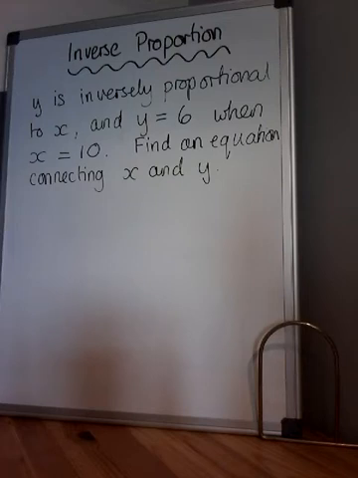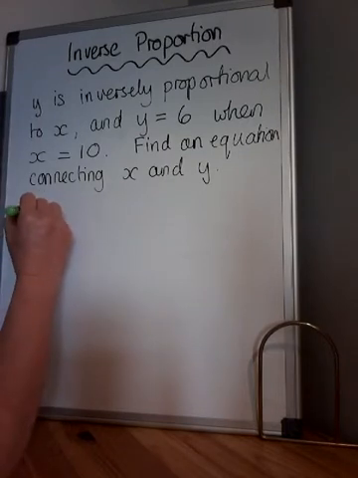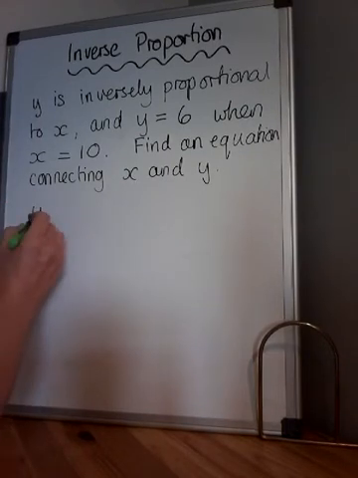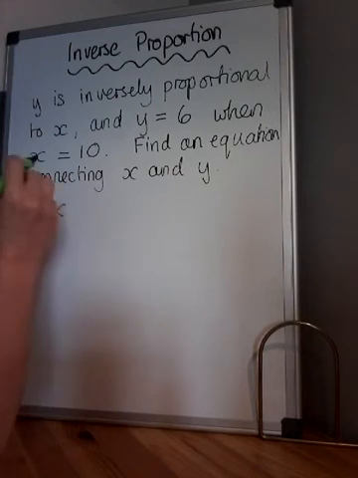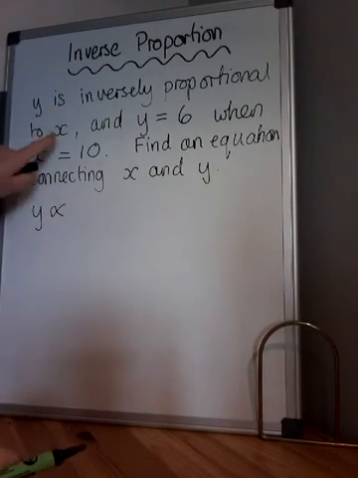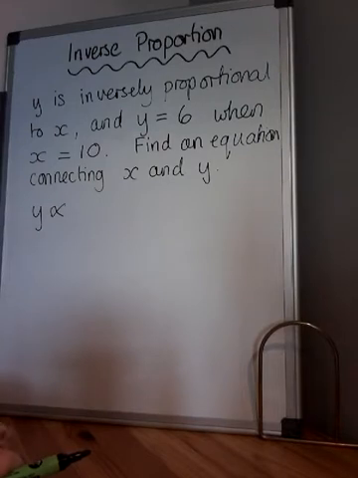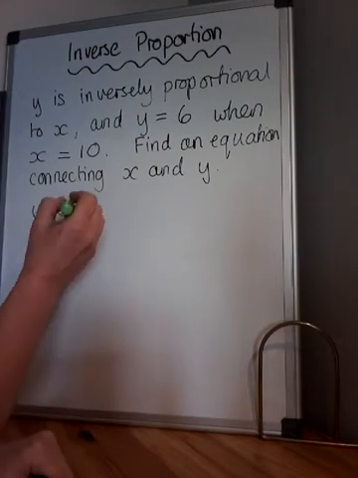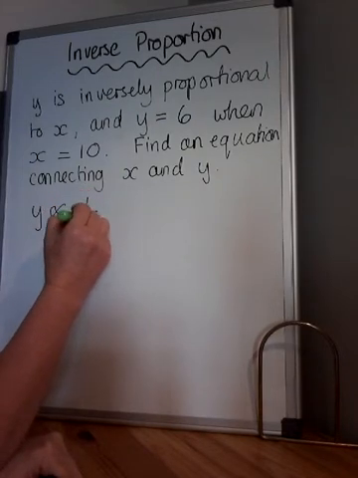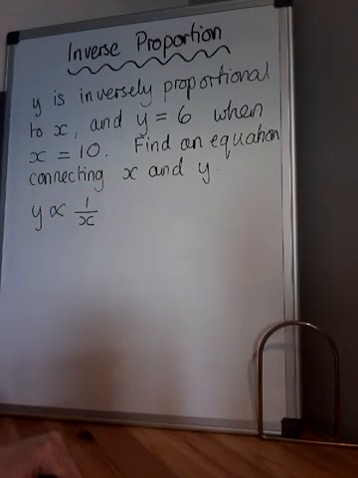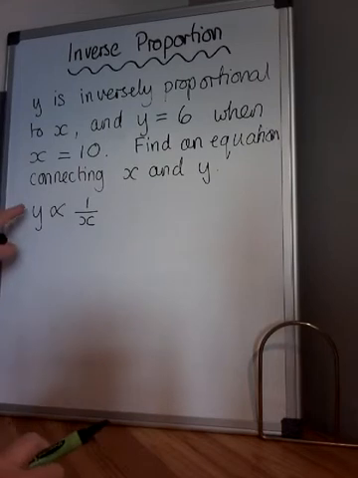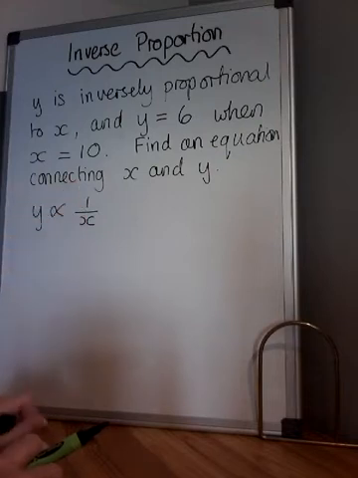Now we're going to start in a similar way to what we did with direct proportion. So you use the proportion symbol. Now y is proportional to x, but this time it's inversely proportional. And the way that we show inverse proportion is by putting 1 over x instead of just x. So a direct proportion question would have y is proportional to x. An inverse proportion question has y is proportional to 1 over x.